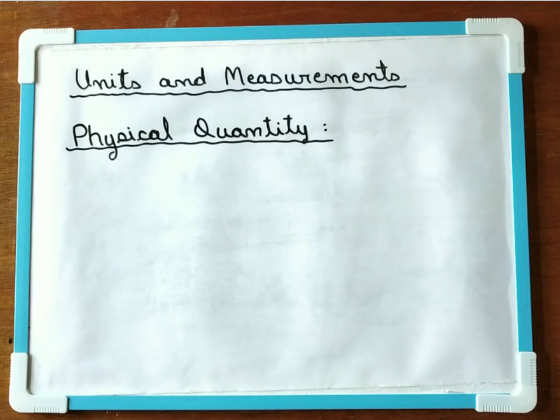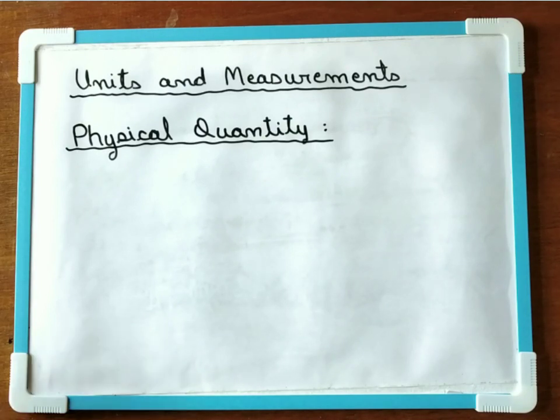Units and Measurements. Now in physics, much importance is given to measurements. Hence it is sometimes called an exact science or the science of measurements. Now all the physical laws which we are going to study, all these laws can be expressed in terms of quantities which we can measure directly or indirectly.